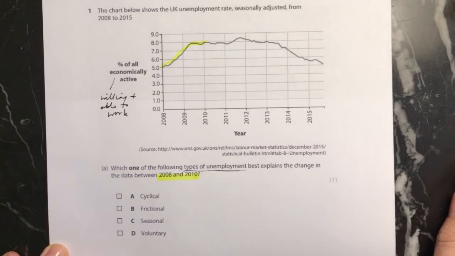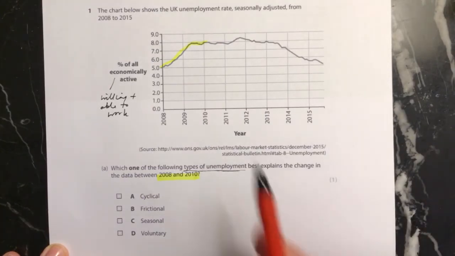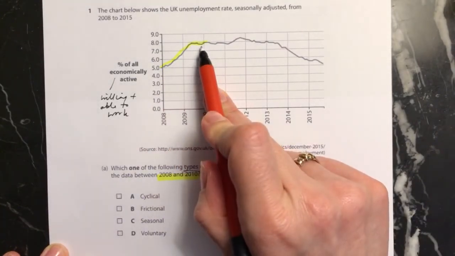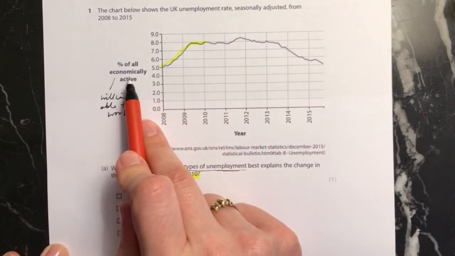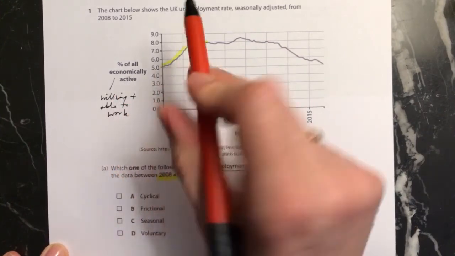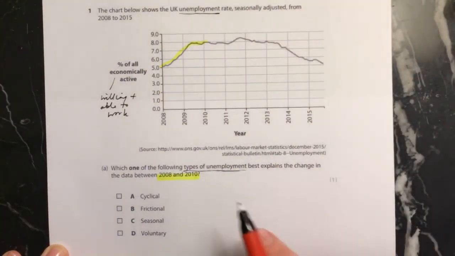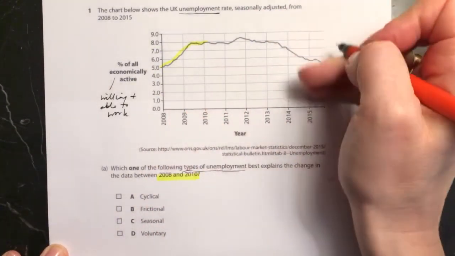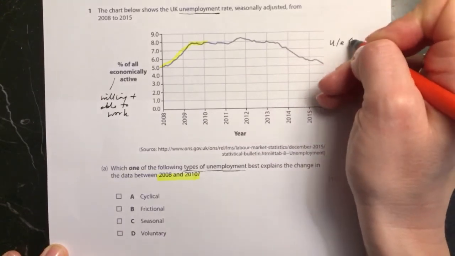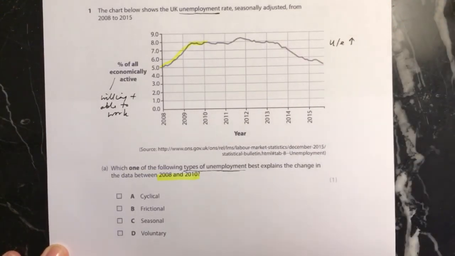And they want to know what type of unemployment has caused this to happen. So we can see here that the percentage of all the economically active people who are unemployed, be careful to make sure you realise what the graph is all about, that's going up. So essentially we're saying that over this period, unemployment is going up.